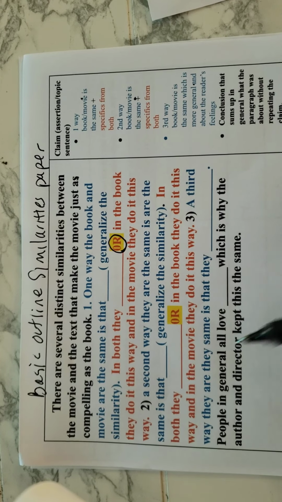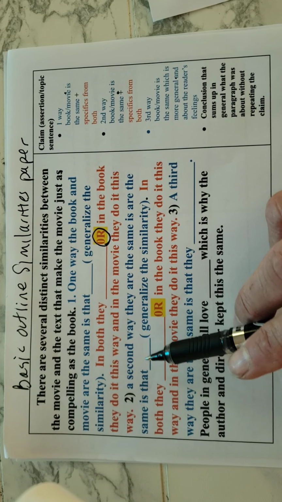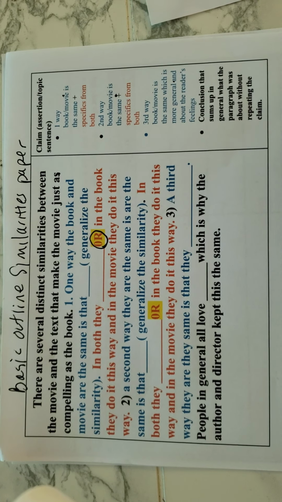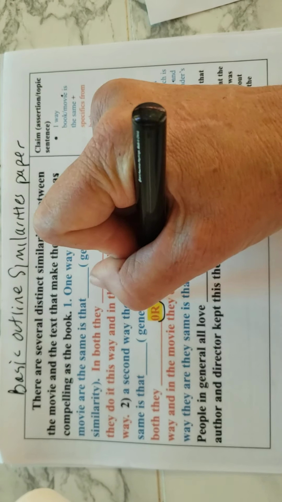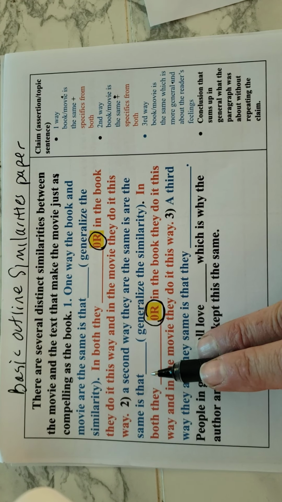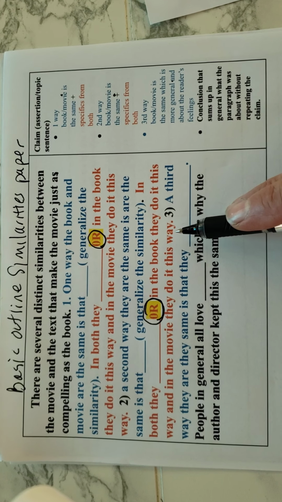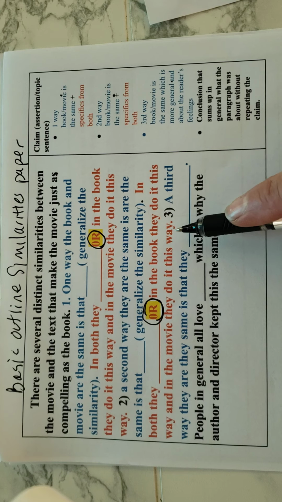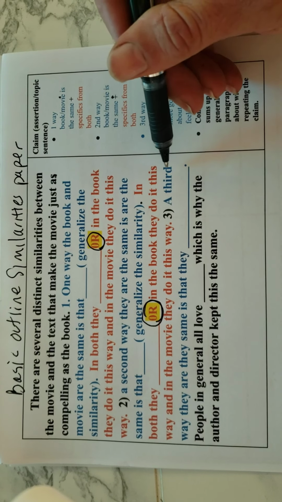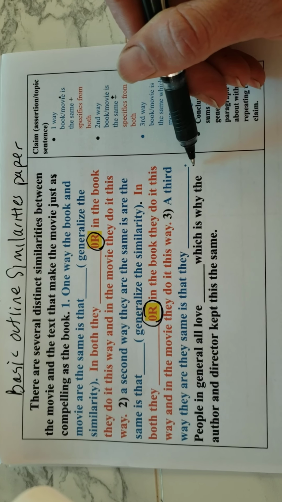Then you do that again. The second way they're the same is blank. In both, they do whatever. Or if there's slight differences, you'd say a second way they're the same is that in the book, they do it this way. In the movie, they do it this way. And then maybe just one more sentence leading into the conclusion. A third way that they're the same is whatever, but no specifics.